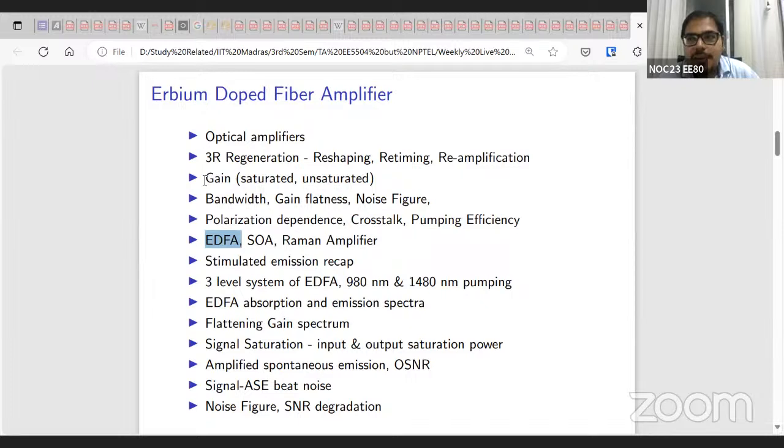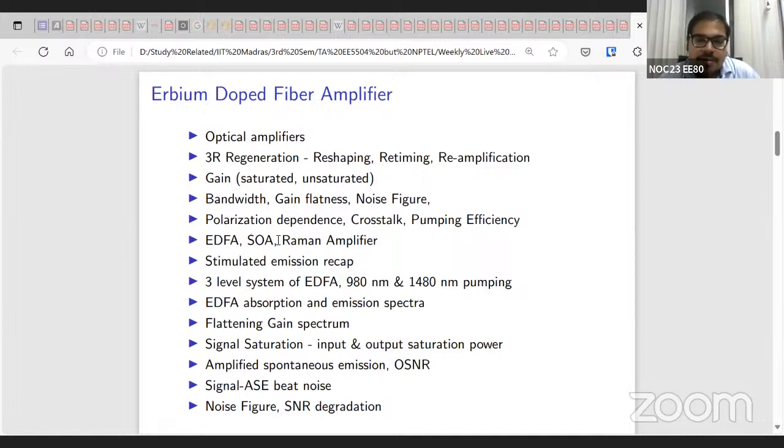What are the parameters that we have to be aware of? We talked about gain. Initially, we just said unsaturated gain. Then much later, we discussed how gain can be saturated. There's a limit of how much gain can be provided. So if signal power is too high, maybe you won't get the entire small signal gain that the datasheet has specified.